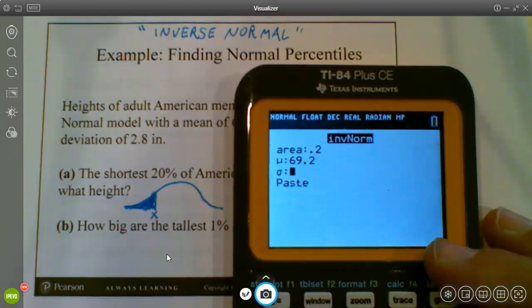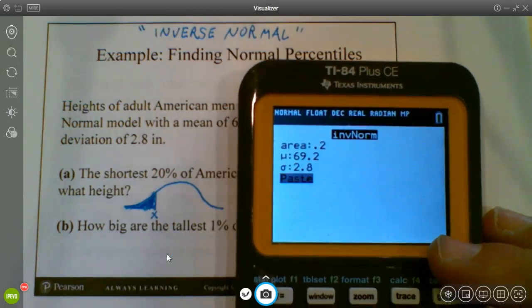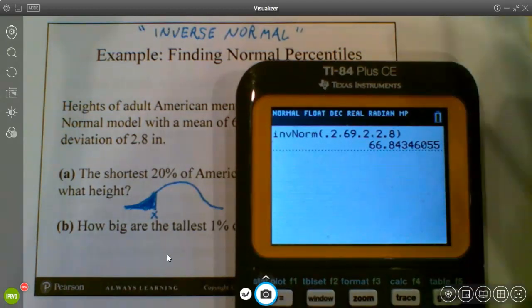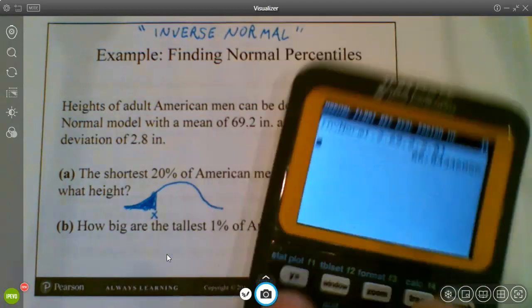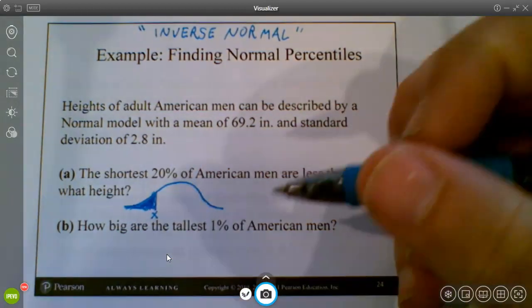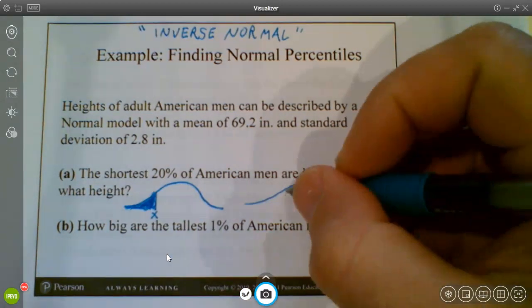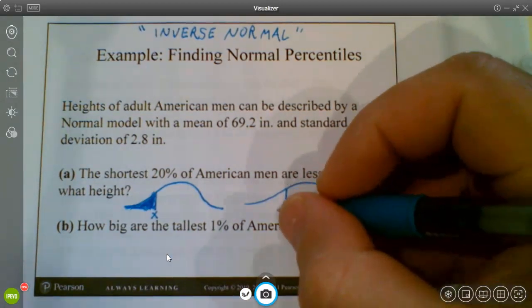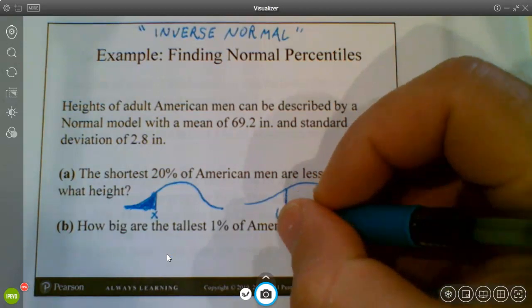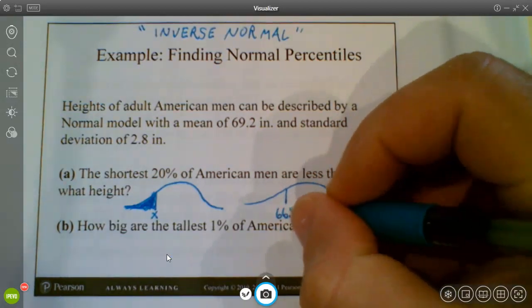Our standard deviation is 2.8. And there we go. So 66.8 would be that x value right there. So if we were to lay out all the numbers on this bell curve, the bottom 20% would be marked by 66.8 on the x-axis.